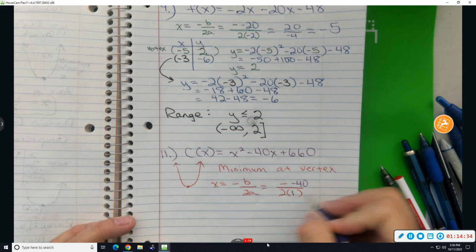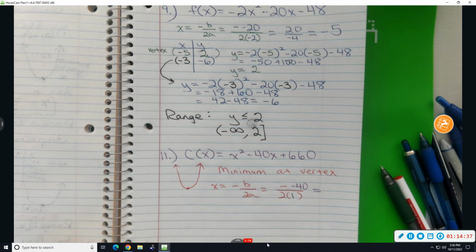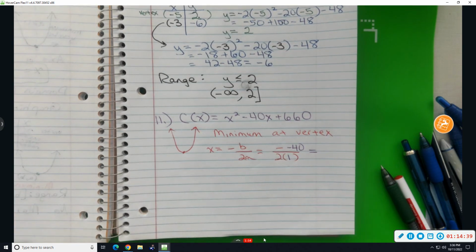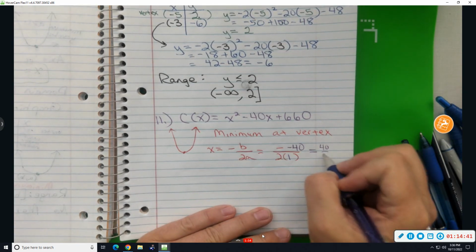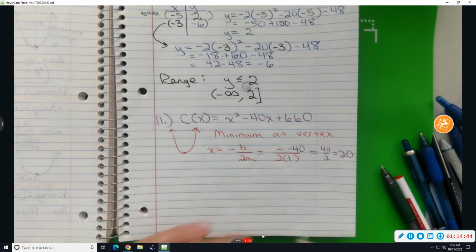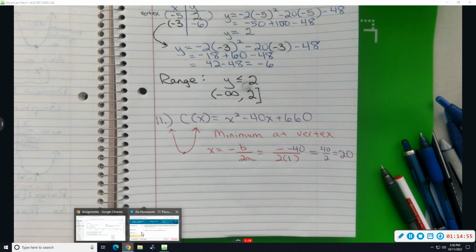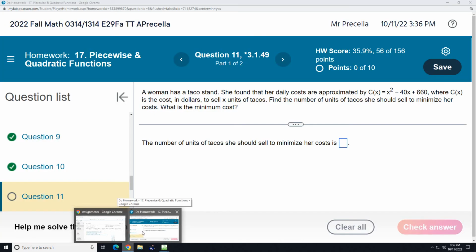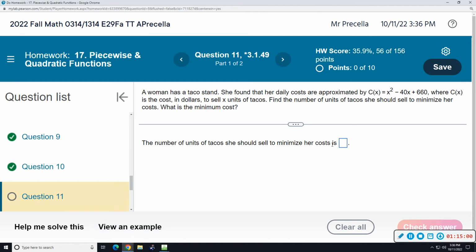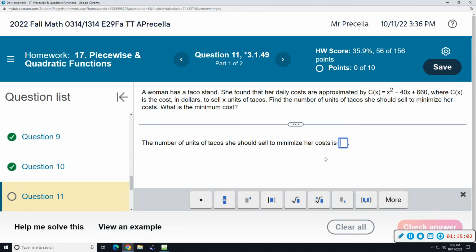Oh, this is working out so nicely. 40 over 2 would turn into 20. If you had wound up with a negative number there, that would have been a red flag, because x in this one is the number of units of tacos, and x really shouldn't be negative for her cost function. So 20 tacos will minimize her cost if she produces and sells 20 tacos.